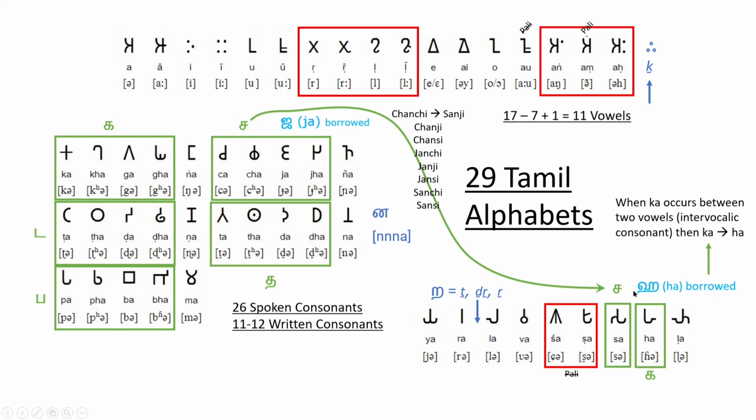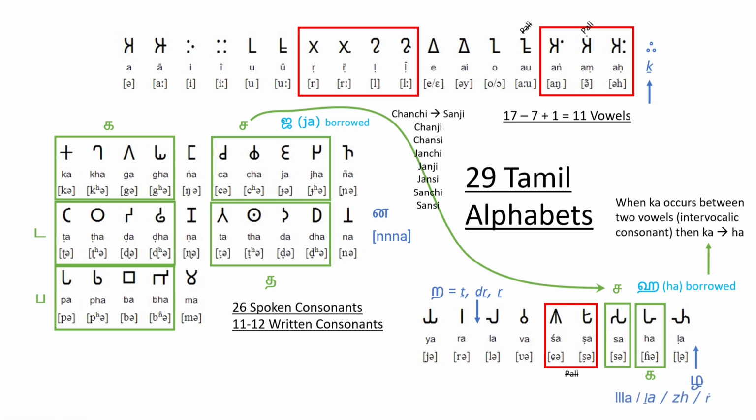Also there is one ha borrowed, the ha sound is there. This is the borrowed symbol, but the old symbol is ka. So this ka symbol is also used as ha. So under some conditions the symbol ka is pronounced as ha. Some conditions ka, kha, gha, ga, and in some condition ha. So all these pronunciations are possible with just this one symbol. So for example, when k is in an intervocalic position, between two vowels, then ka becomes ha in Tamil.